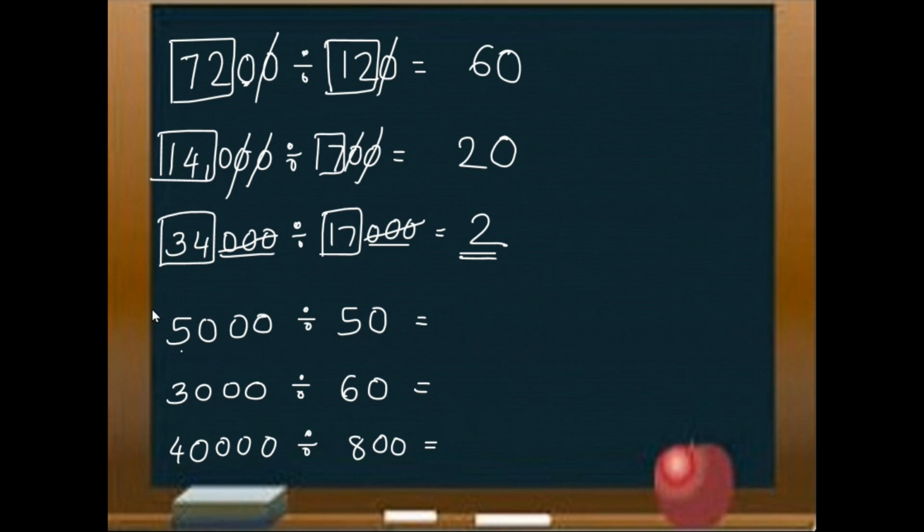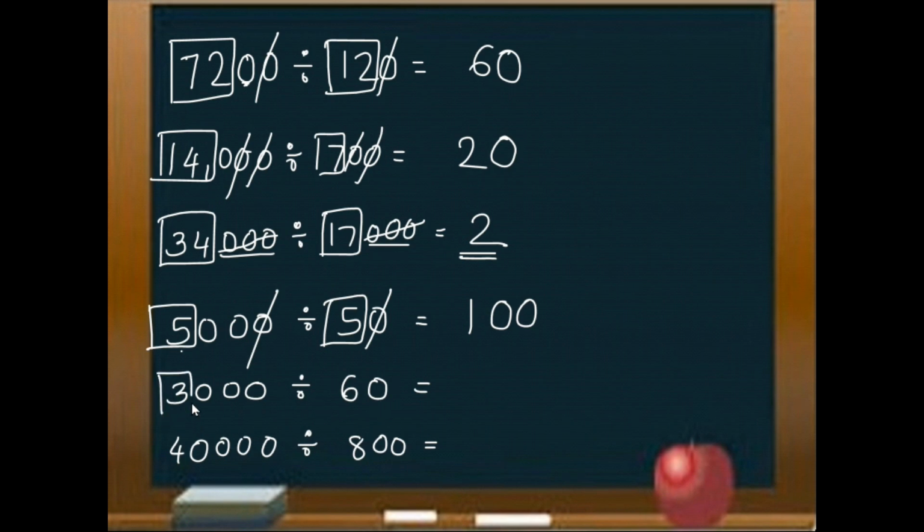5,000 divided by 50. If I focus on the non-zero part, I have 5 divided by 5, which is nothing but 1. This 1 0 I'll cross out with 1 0 from this number, and I'm left with 2 zeros which I'll add here.